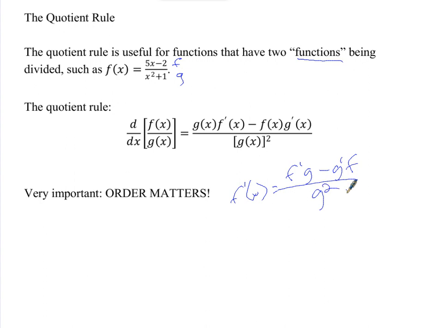The note here says, very important, order matters. With multiplication, the order doesn't matter. G times f prime times g, perfectly fine. Same thing here, f times g prime times f, order is fine there. But with that subtraction right there, it has to now be in that particular order. F prime g minus g prime f, and then divided by g squared. That's the original g squared.